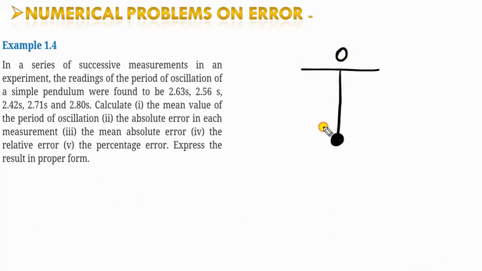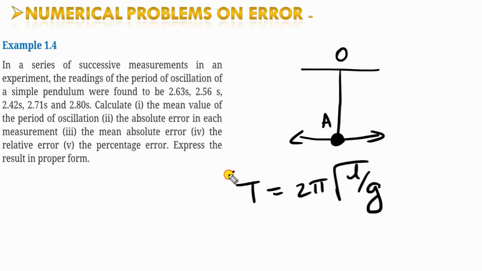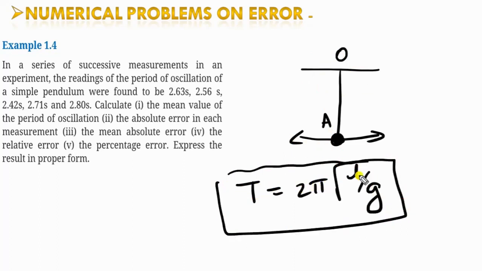A simple pendulum is simply a bob attached at the end of a massless string. So let's say OA is a massless string and a bob is attached at one of its ends. It follows a to and fro path like this. The time taken by this bob to complete one oscillation is known as the time period of oscillation of this pendulum. For small amplitude, we have this formula: time period of oscillation is 2 pi root under L upon g, where L is the length of the string and g is the acceleration due to gravity.